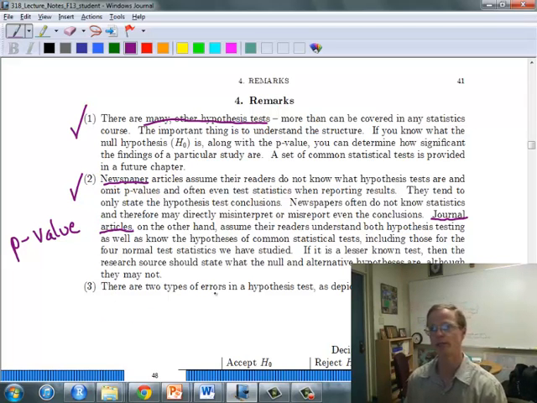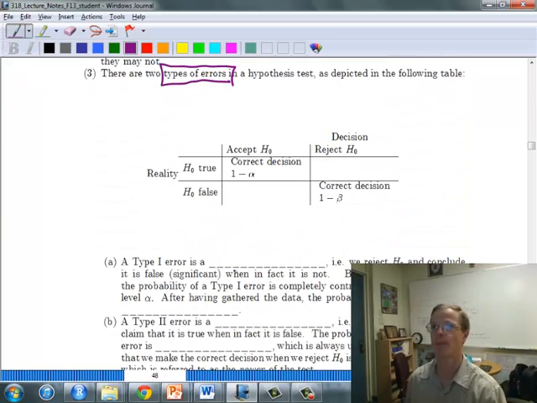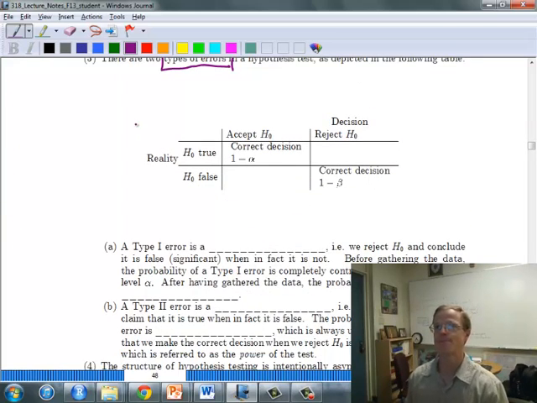Now, in a particular test, there are 2 kinds of errors. So we want to take a look at these. I've got a 2-way table here with reality and the decision. Now, the reality is the null may be true or false. And so depending on what the reality is, our decision may be correct or not.